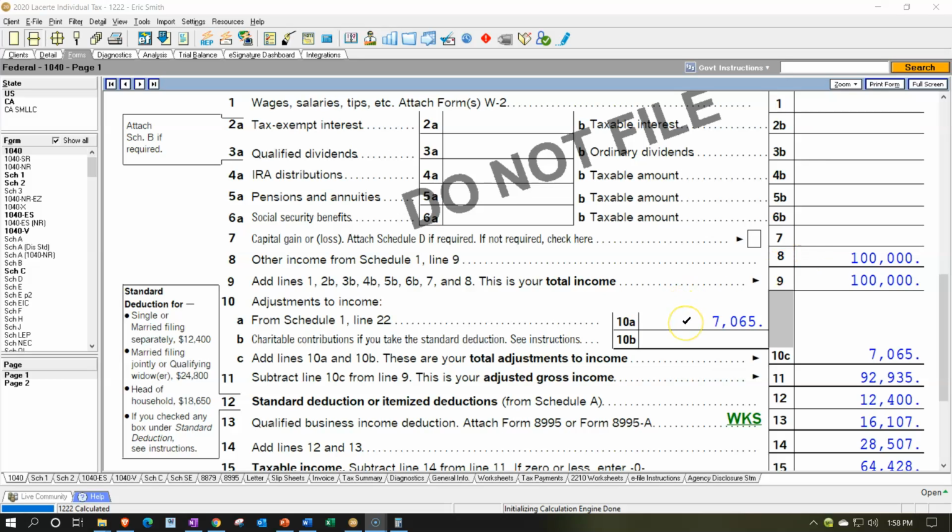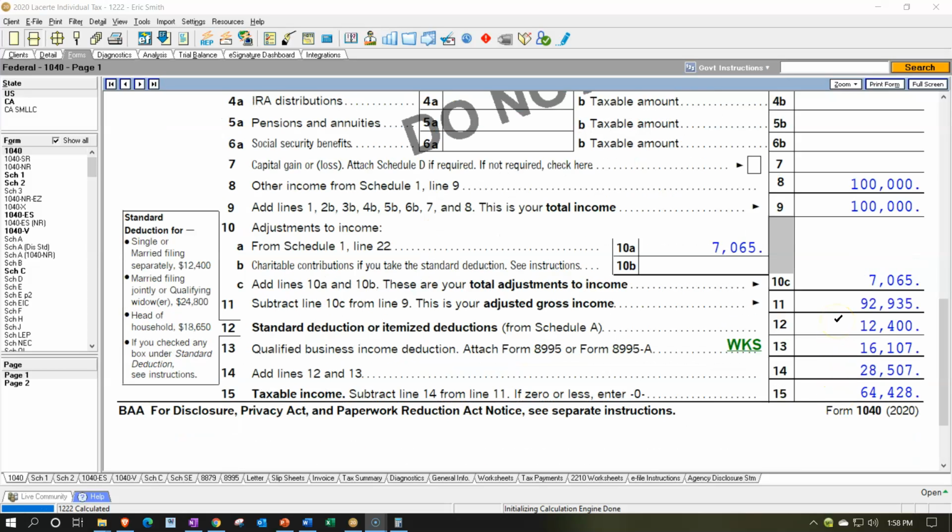We have half of the self-employment tax then being deducted as an above-the-line deduction coming from Schedule 1 to get to the adjusted gross income of the $92,935, the standard deduction at the $12,400, and then we have the qualified business income deduction here to get down to the taxable income, $64,428.